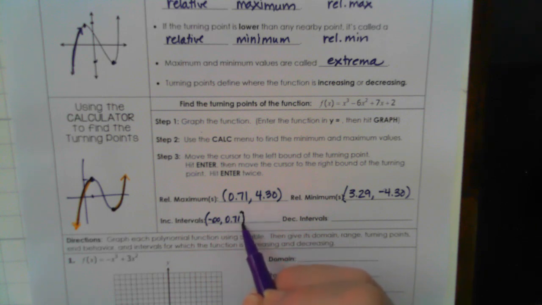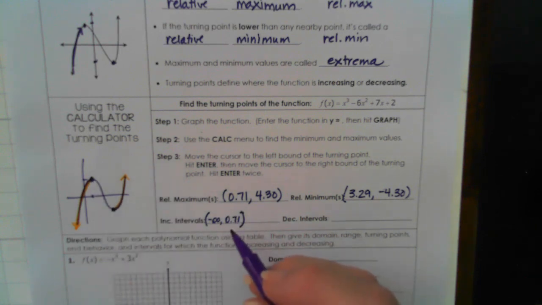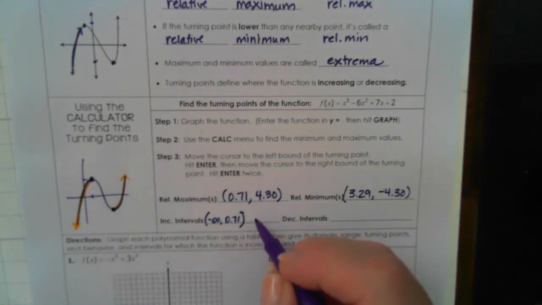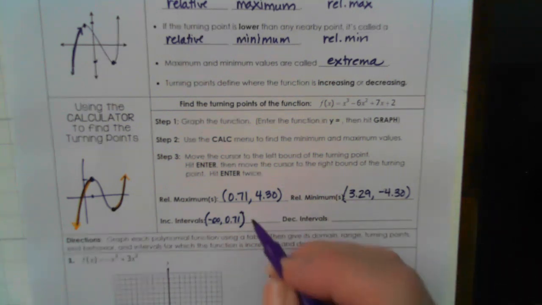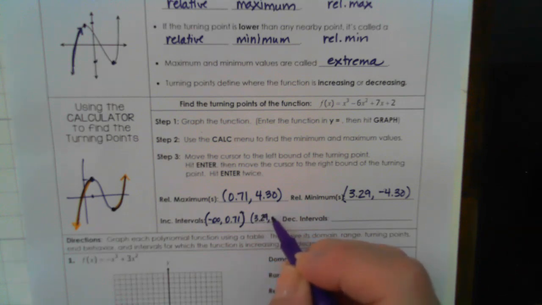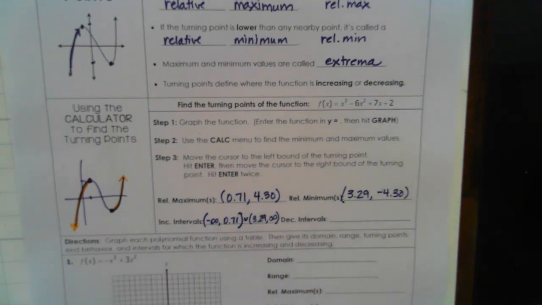Now, you can either put brackets or you can put parentheses for that, because I don't count it as increasing right there, but that's fine. The other interval of increase is from the minimum, 3.29, all the way to positive infinity. And usually we should put a little U symbol in between those, which means the union of.